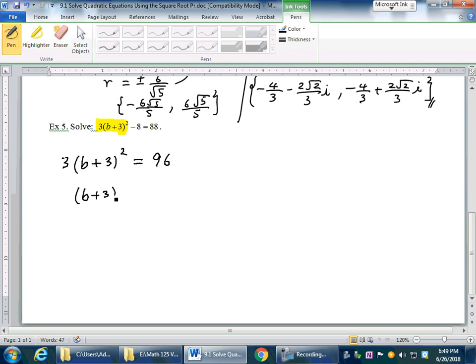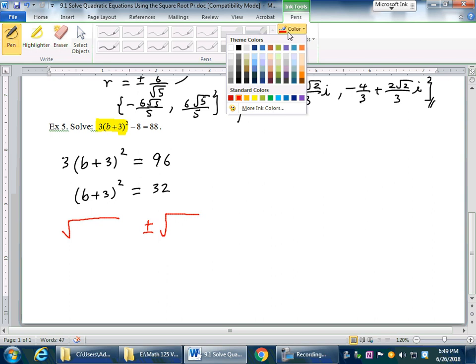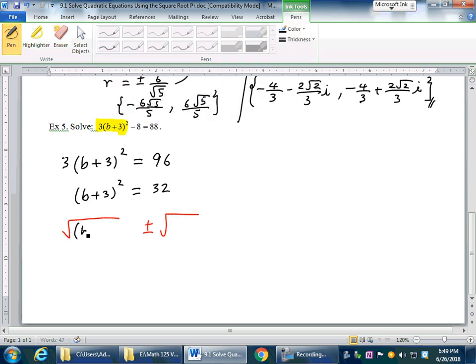So it will be (b plus 3) squared equals 96 over 3, so that will be 32. Now we take the square root on both sides, so plus or minus the square root. So (b plus 3) squared is equal to 32. The square and square root cancel out, so it'll be b plus 3 is equal to plus or minus the square root of 32. 32 is 16 times 2, so there will be 4 square root of 2.